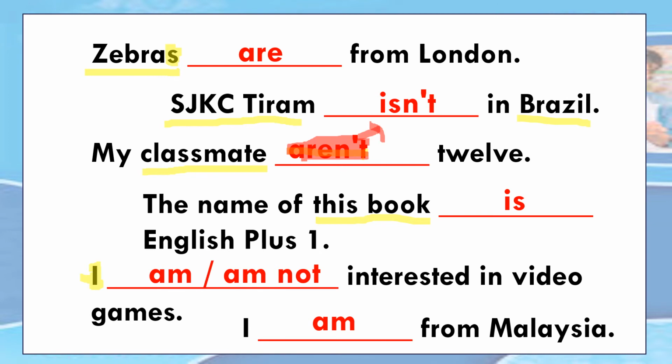Unless you are not Malaysian, you should write "I am". If you are not Malaysian, then maybe you can write "I'm not from Malaysia". Okay?